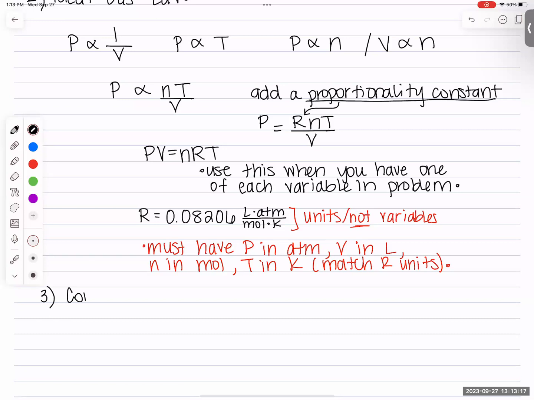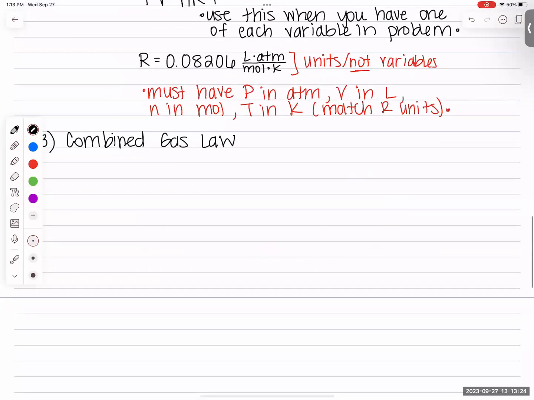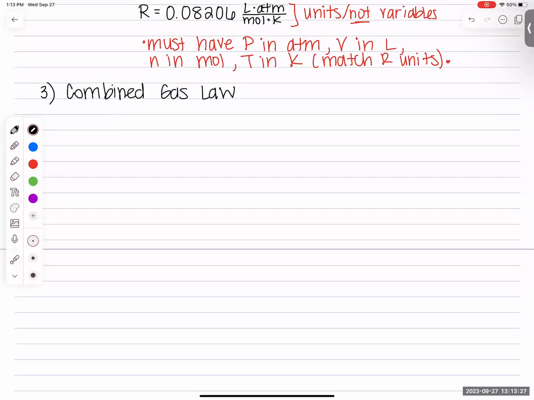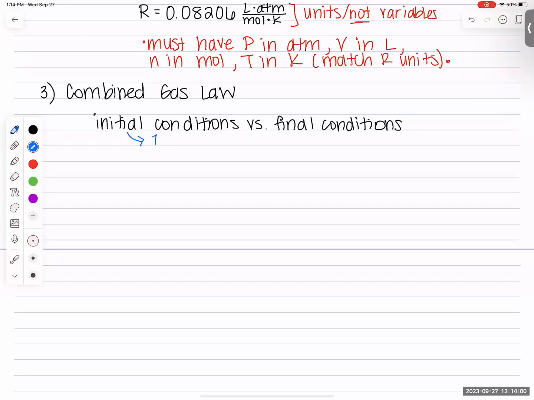So next is the combined gas law. What a combined gas law is talking about is we have some initial conditions and we're trying to compare them to final conditions. We have a scenario, has a certain pressure, has a certain volume, has a certain temperature, and we're going to change the pressure, change the volume, and find out what the new temperature is. So we have initial conditions and final conditions. Initial conditions are ones. Final conditions are twos.